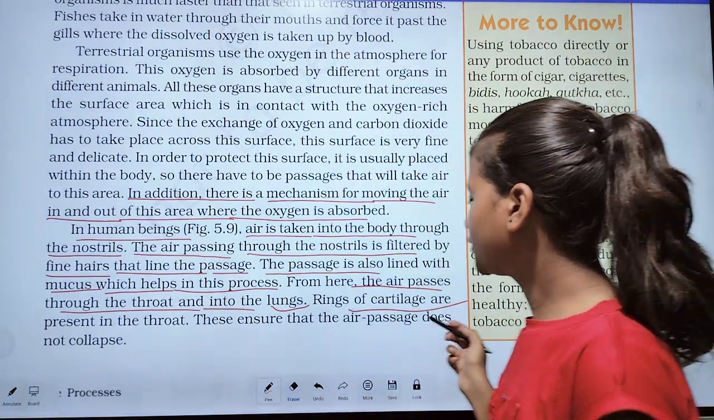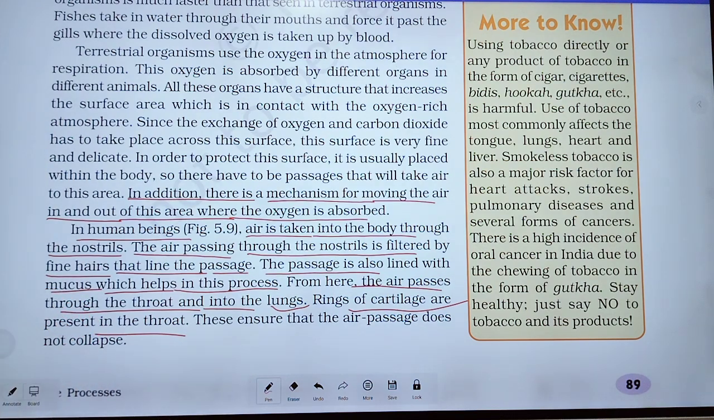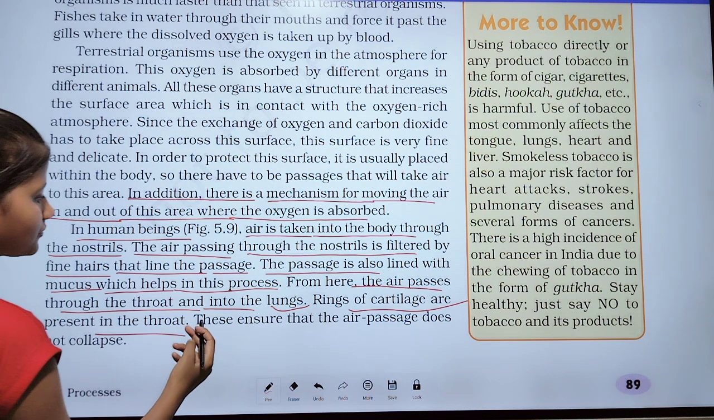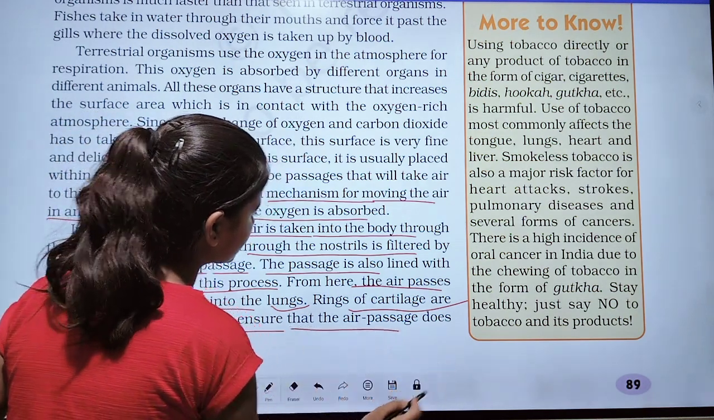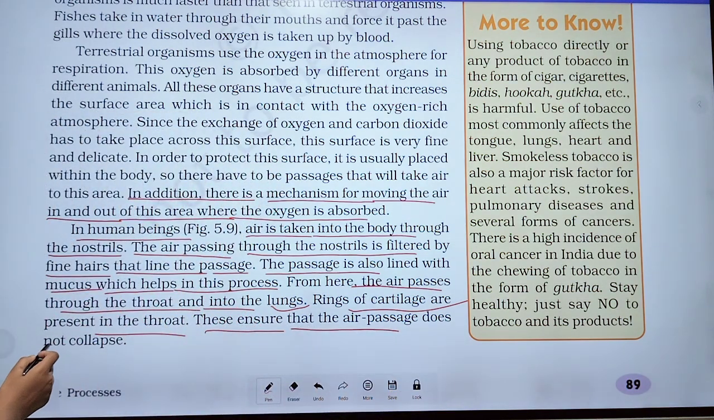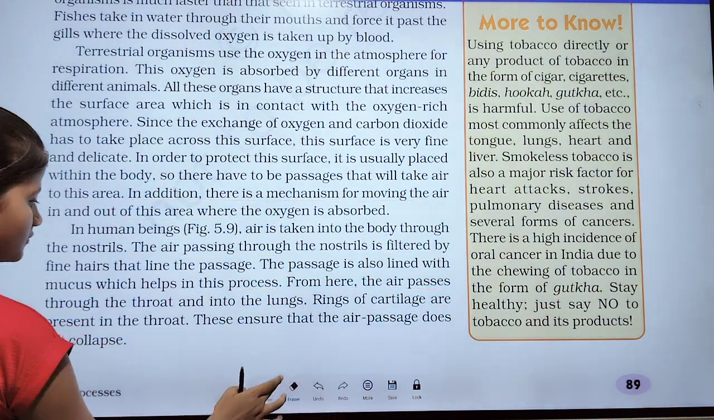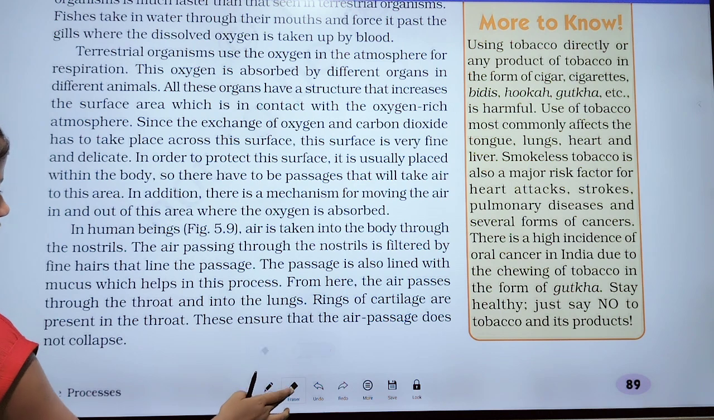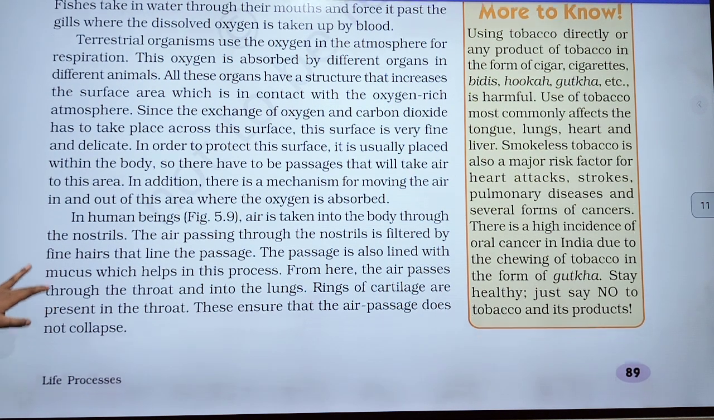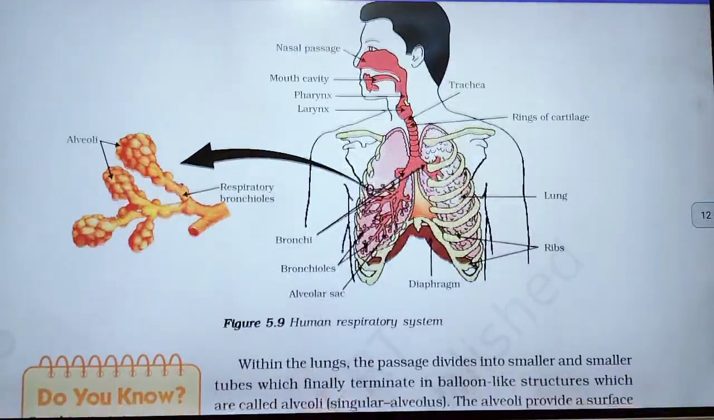Rings of cartilage are present in the throat. This ensures that the air passage does not collapse.